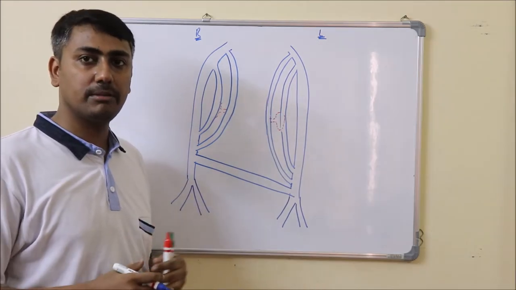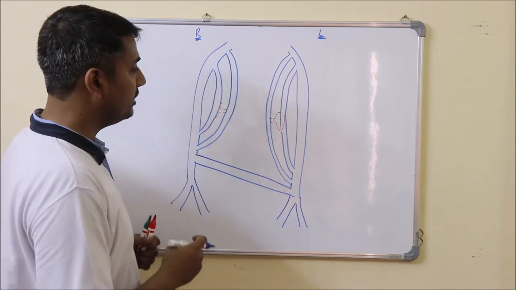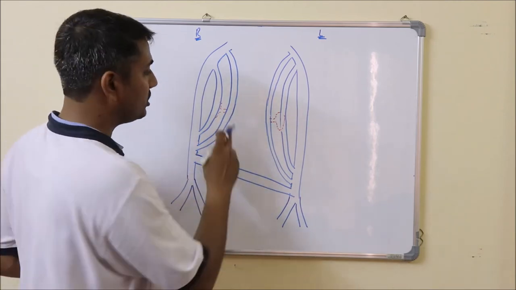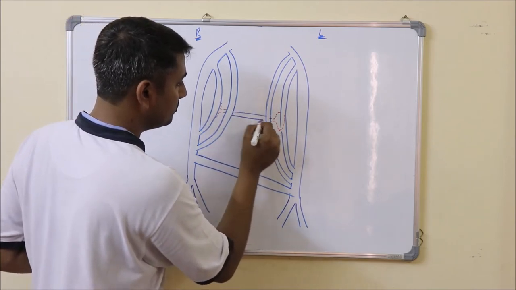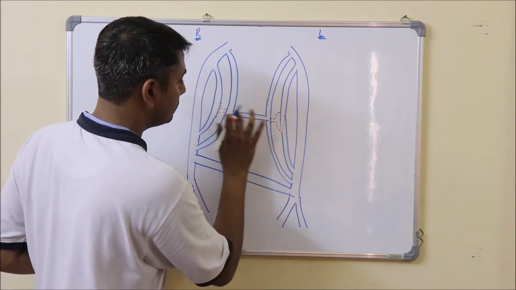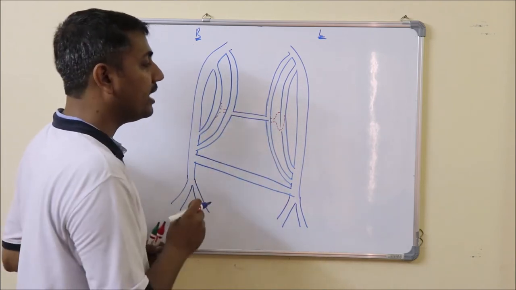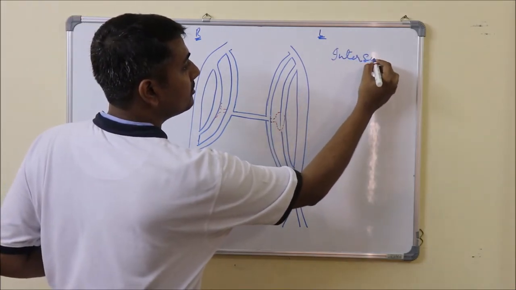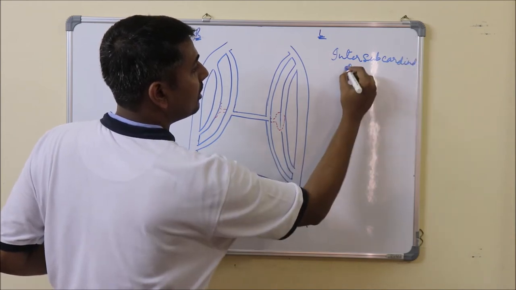Now, some anastomoses develop between these longitudinal venous channels. The first one is the intersubcardinal anastomosis, in line with the renal veins. This is known as the intersubcardinal vein, the intersubcardinal anastomosis.